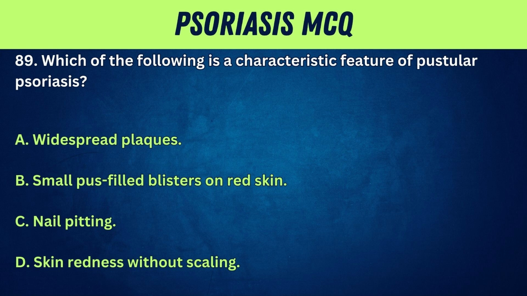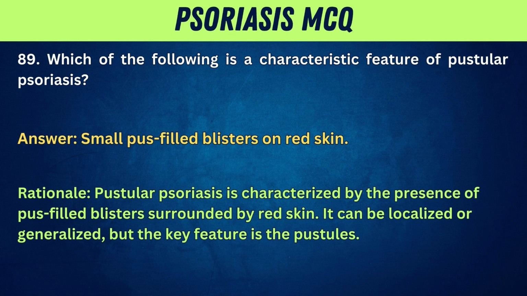89. Which of the following is a characteristic feature of pustular psoriasis? A. Widespread plaques. B. Small pus-filled blisters on red skin. C. Nail pitting. D. Skin redness without scaling. Answer: small pus-filled blisters on red skin. Rationale: pustular psoriasis is characterized by the presence of pus-filled blisters surrounded by red skin. It can be localized or generalized, but the key feature is the pustules.